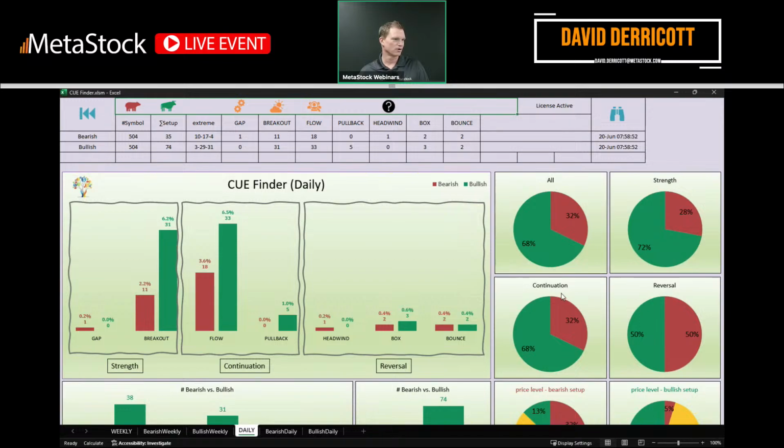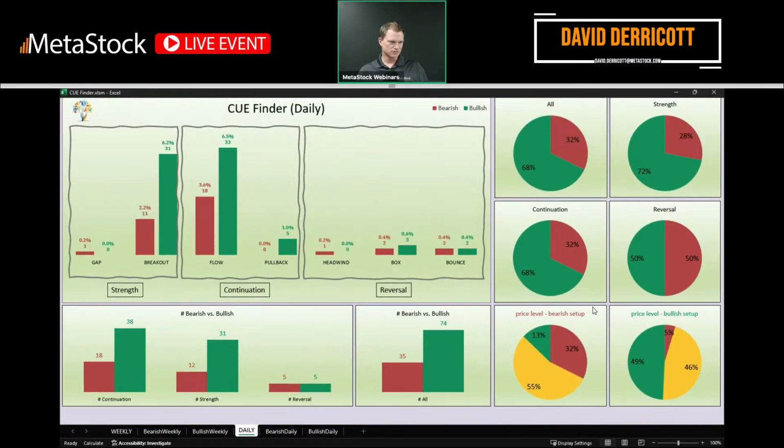But here's your overall market right here. You can see exactly which ones are up, the overall strength of the market, the continuation, the reversal, and also whether the price levels are a bearish setup or a bullish setup.